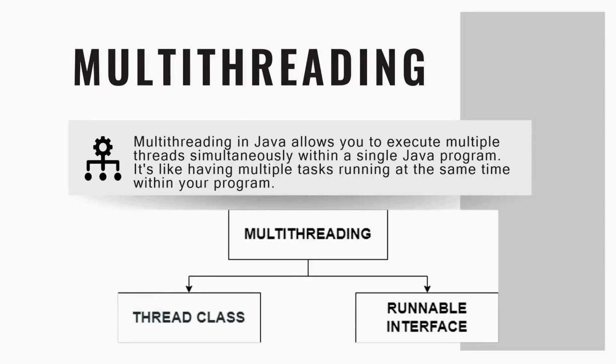Now there are two approaches through which you can implement multi-threading in your program. You can either extend the Thread class or implement the Runnable interface. Now let's jump on to IntelliJ to implement them.